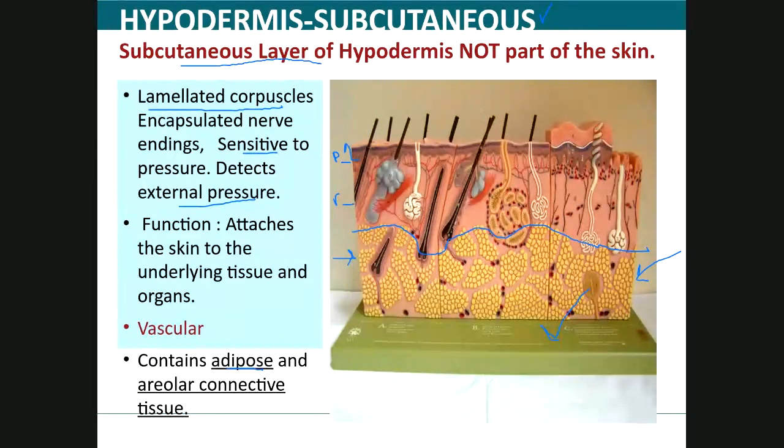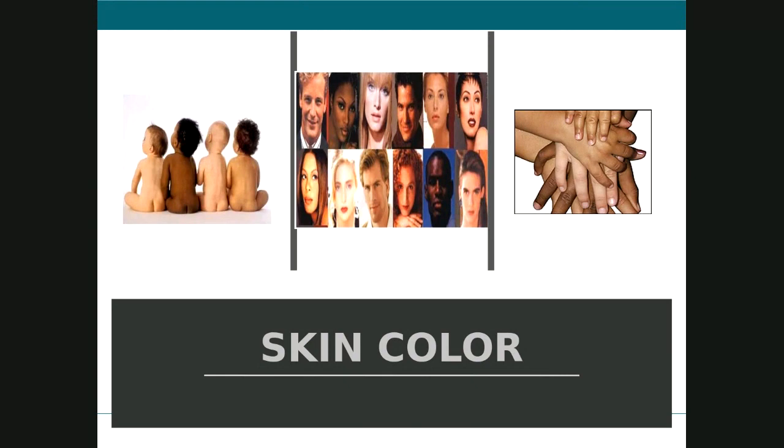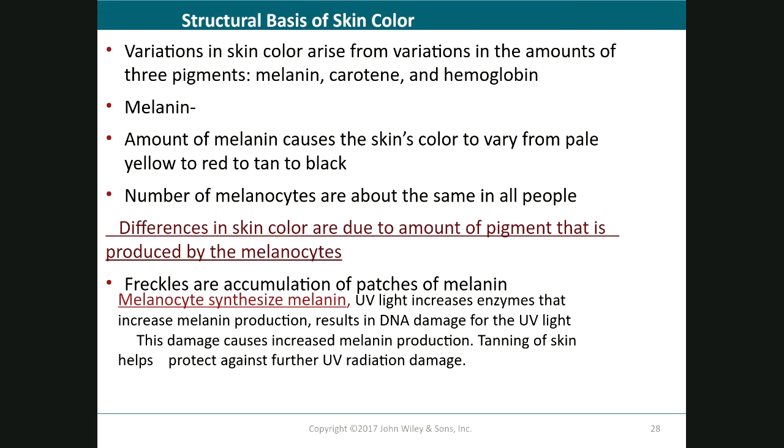Let's move on a little bit. So let's move on to what gives us skin color. We've talked about that, how variations in skin color correlate with the amount of melanin that is present. And this is what gives a variety of skin color varying from pale yellow, red, tan, or black. So the number of melanocytes is the same in everybody of all different shades of color. The differences in skin color are due to the amount of pigment produced by the melanocytes.